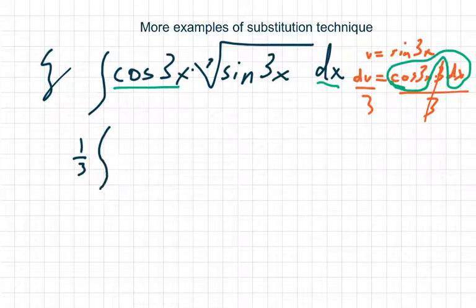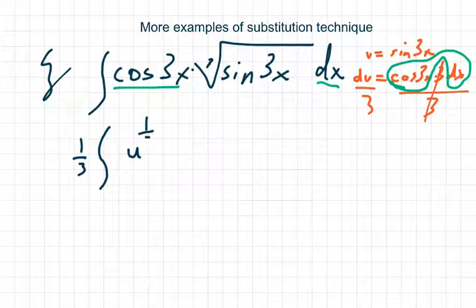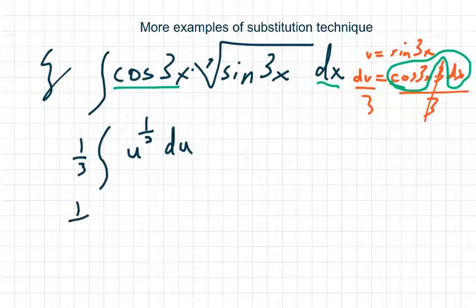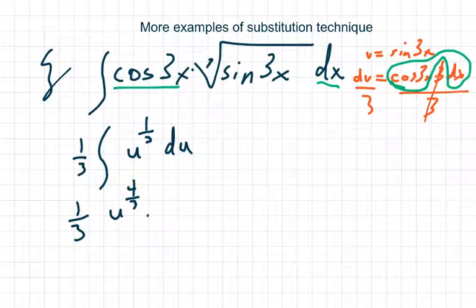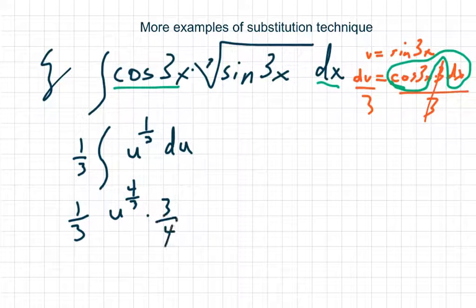And I've got the cube root of sine 3x. So I'm going to replace that with the u, and I'm just going to automatically put it into exponential notation, du. So I've got u to the 1/3 du. Apply the antiderivative now. So 1/3 u to the 4/3, and of course divide by 4/3 is timesing by 3/4. And now I can substitute everything back in.